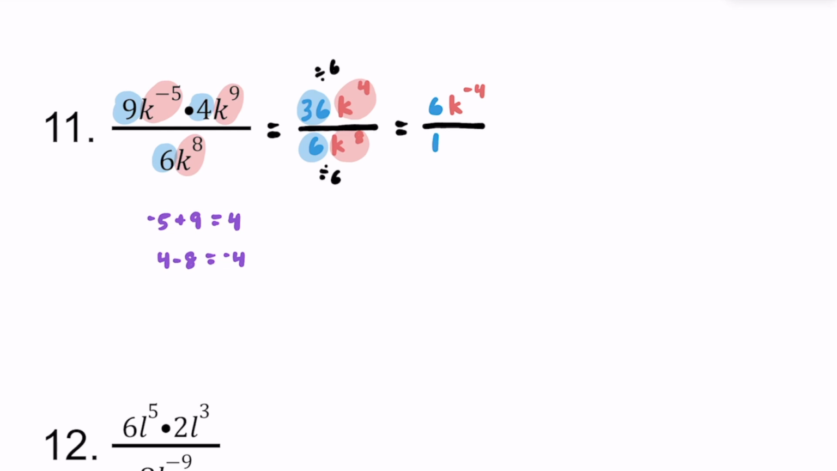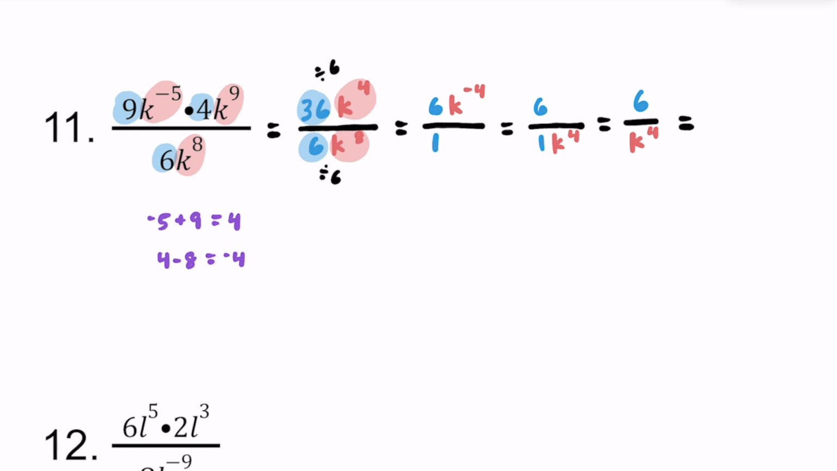Now, if you're being asked to write this using positive exponents only, then you would go a little bit further here. You would keep this 6 on top, this 1 on bottom. But if you're asked to write this using positive exponents, then you would go ahead and take this k to the negative 4th power and move it down to the denominator. And if you do so, then it becomes k to the positive 4th power. So one way you could write this solution would just be writing 6 over k to the 4th power, just because that would be one way to write it using positive exponents.